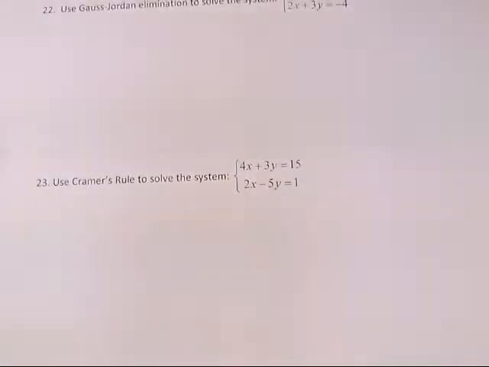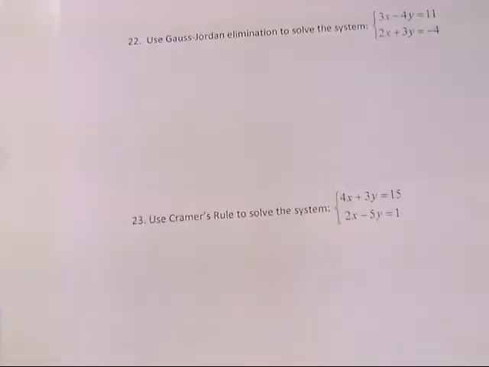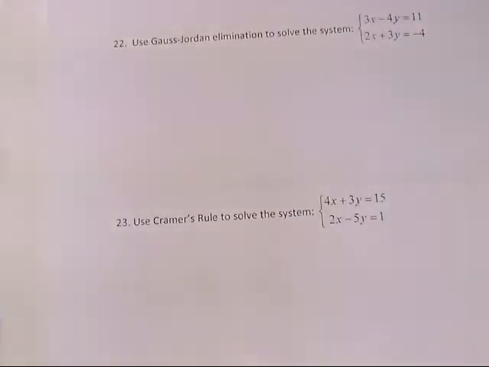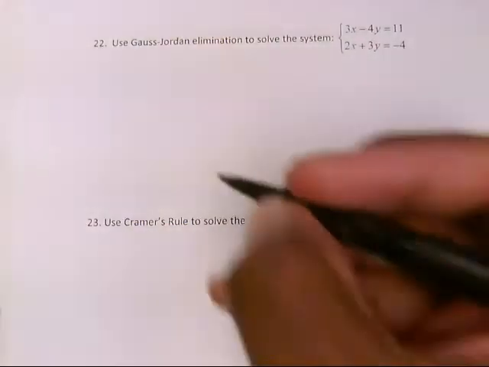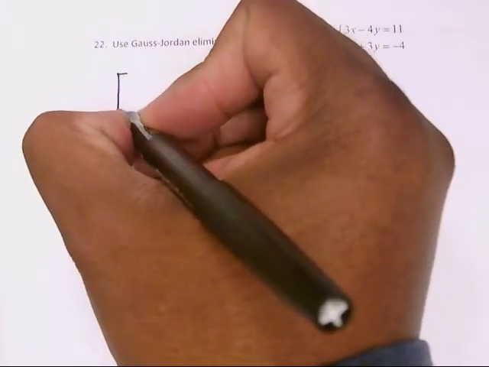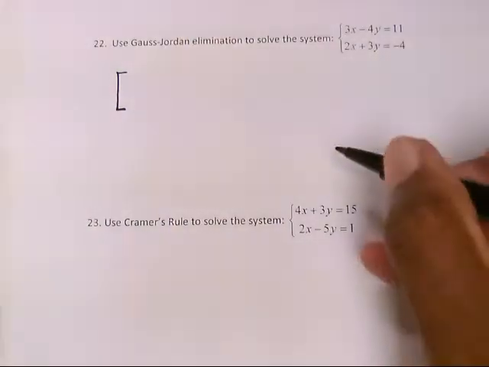Alright, number 22. Use Gauss-Jordan elimination to solve the system. Now here you're going to use your graphing calculator for this one. This one we got 3x minus 4y is equal to 11, and 2x plus 3y is equal to -4. I'm going to write this in the form of a matrix here.